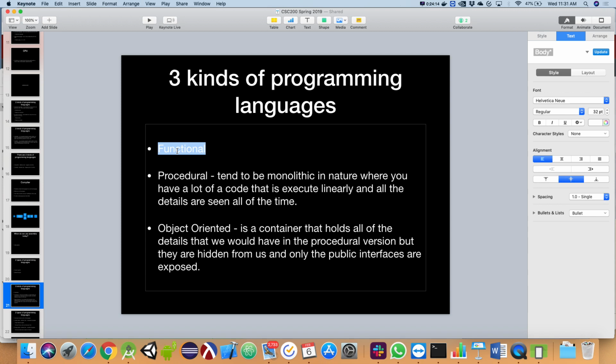So with an object-oriented language, only the public interfaces, the parts of the details that we actually need to interact with, are exposed. Everything else is hidden inside that container.